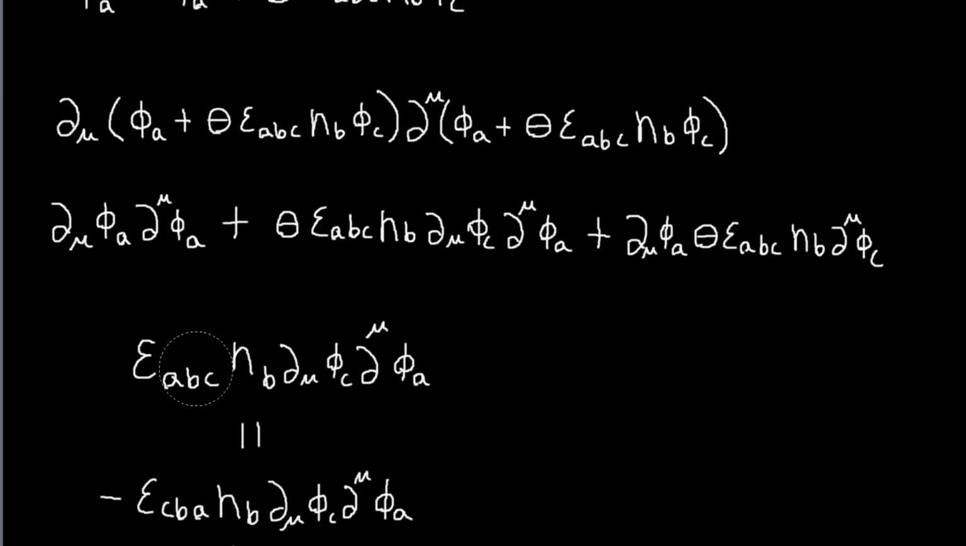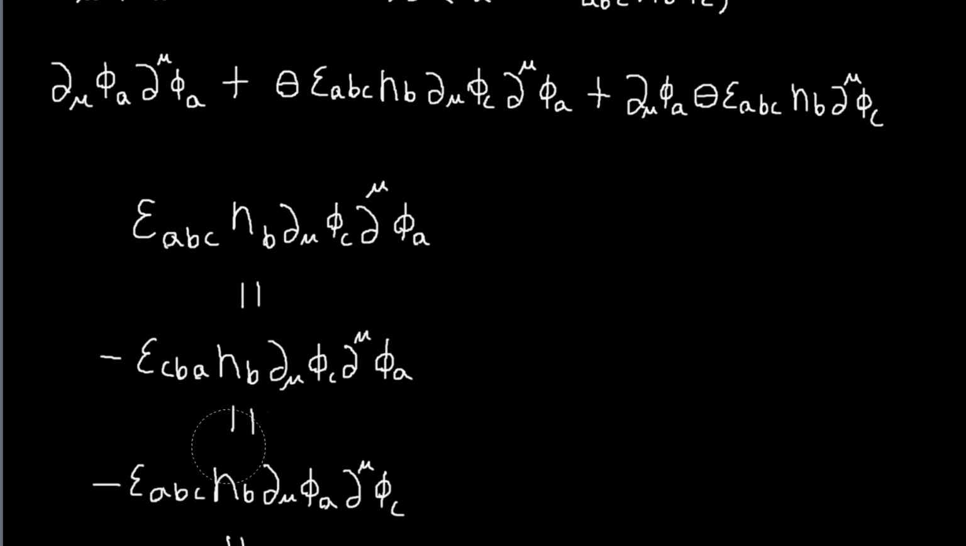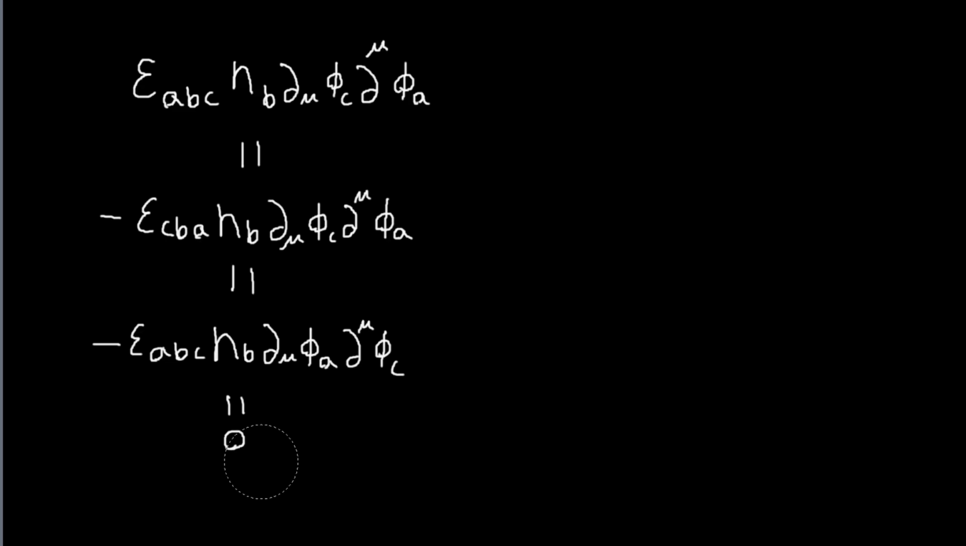And to do that, I will just swap around the c and a on this anti-symmetric tensor here. That will give me a minus sign. And then I will just rename a as c and c as a. And I can notice that this term is the same as this term, only with the minus sign. So I've proved that this is equal to minus itself, and so it must be 0.